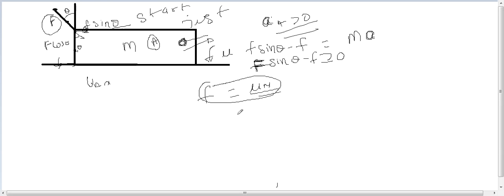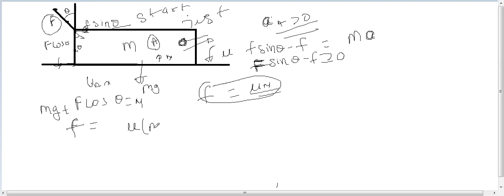So I have to find what N is. Let me draw the free body diagram. This is mg, this is N, the normal reaction. So mg plus F cos theta is N. So what is the friction force? The friction force is equal to mu times (mg plus F cos theta).